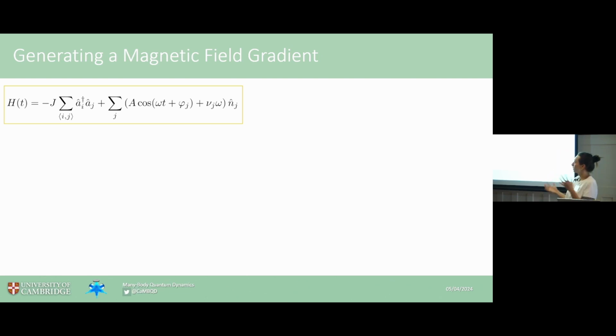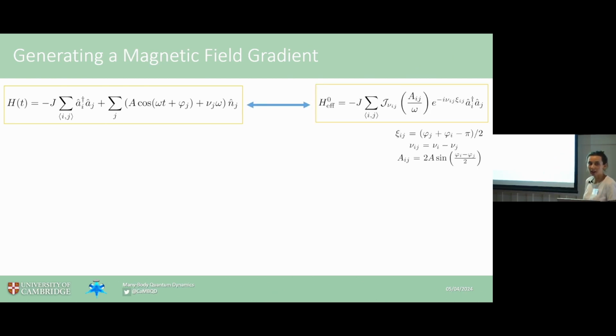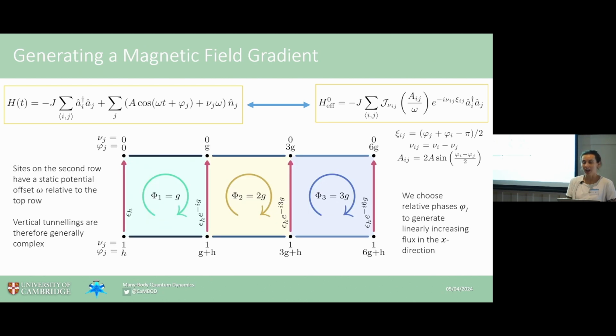And it turns out that if we combine these static offsets with these time-dependent drives, we can generate a new effective Hamiltonian, where we engineer a new phase, where this phase chi is set by the relative phases of the drives of the initial Hamiltonians on these neighboring sites. We can control this by changing these relative phases in conjunction with this usual Bessel function behavior that we've seen. As an example, we wanted to show how we can use this to generate a magnetic field gradient in 2D.